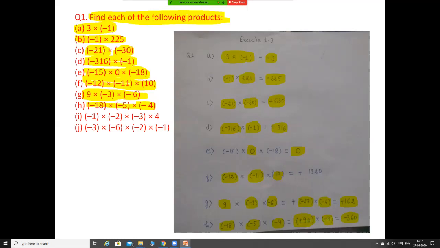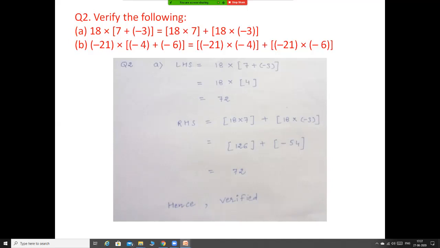Our next question is question number 2. Verify the following. So this is the first part. First part, what is there? 18 into 7 plus minus 3 is equal to 18 into 7 plus 18 into minus 3.